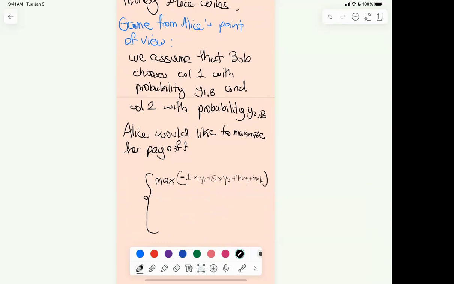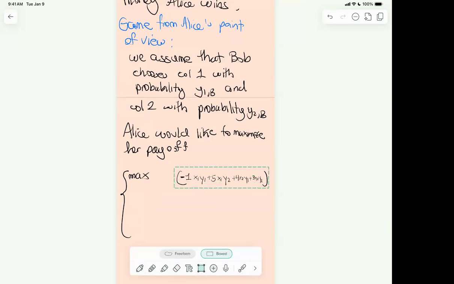This is what Alice is trying to solve. Actually, let me write it a bit better. Sorry about that. I need a little bit more space. I'll write it downstairs here.